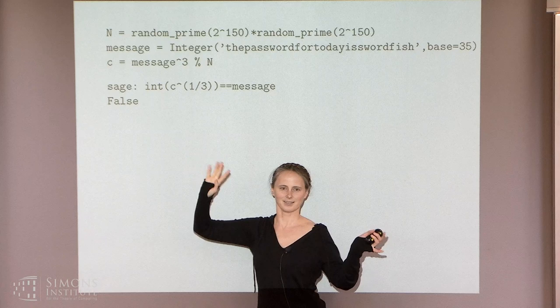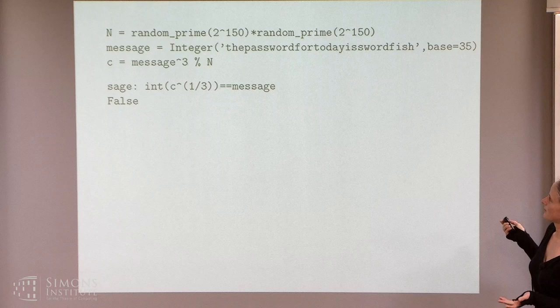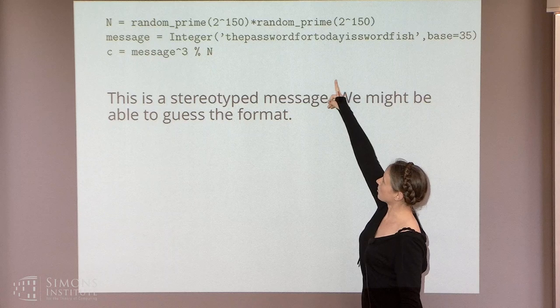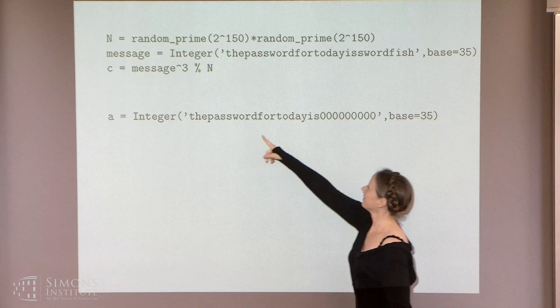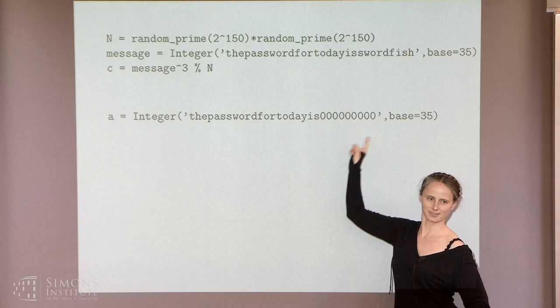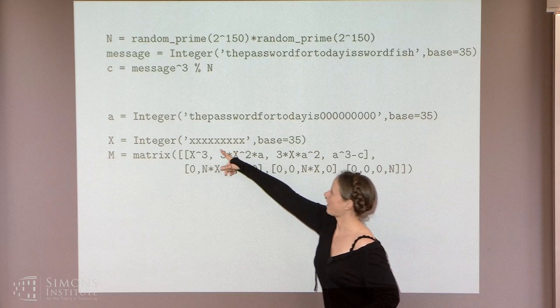But maybe if somebody happens to know that the message has this fixed formatting, like the password for today is, and then the message, then they could try to guess it. So our adversary starts by writing down some value that's the padding for the message that they can guess: the password for today is, and then some guess for the length of the password. Then they make some value, which is just a placeholder. This is our upper bound on the size of the password that we're going to try to find.